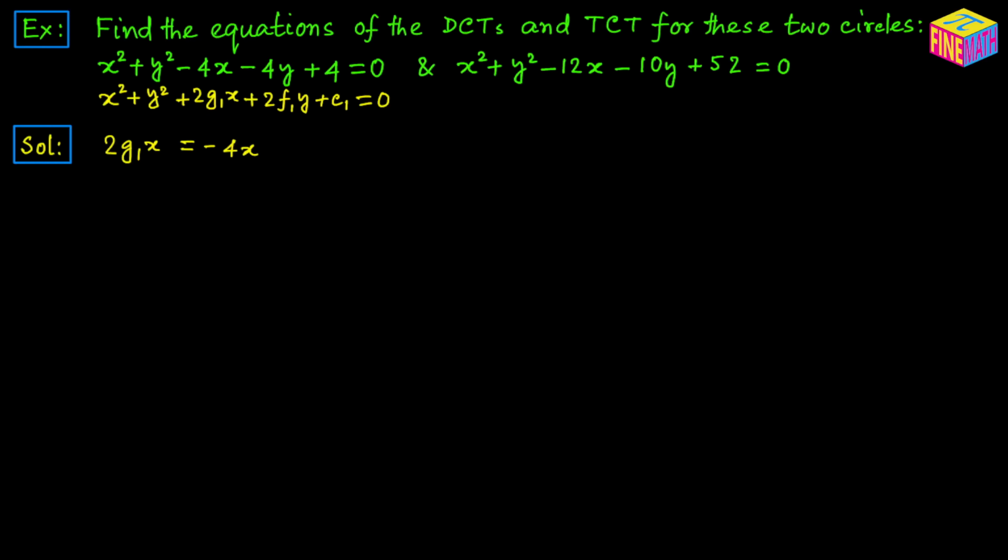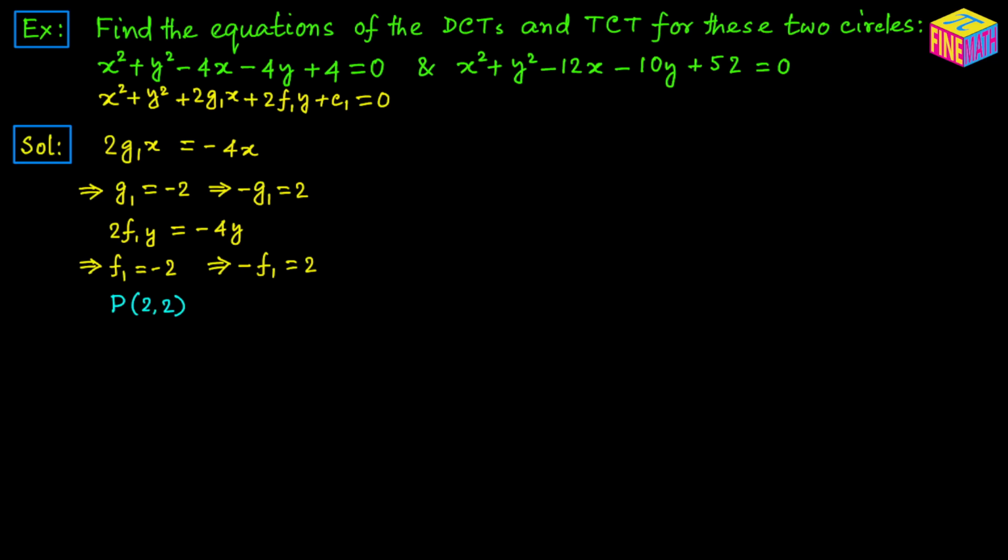If we compare the equation of the first circle with the general form, then we can say that 2 times g1 times x is equivalent to negative 4x as given in the equation. From here we can say g1 is negative 2 and negative g1 is positive 2. Similarly, f1 turns out to be negative 2 and negative f1 turns out to be positive 2. So the coordinates of the center of the first circle are (negative g1, negative f1), that becomes (2, 2). So we have found the center of the first circle.